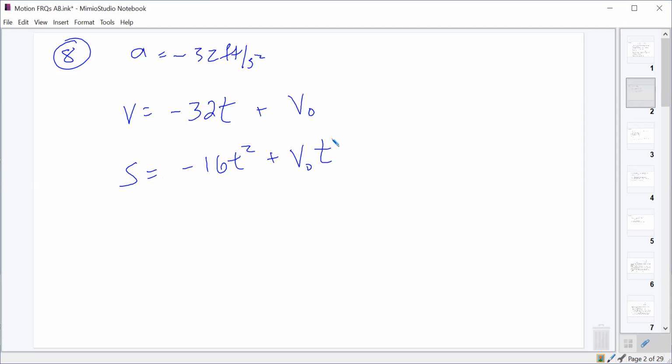And then, since we are throwing this from the ground, straight up, our initial position doesn't matter. We want to be 100 feet above where we were, so we just need to set that equal to 100 and figure out what our value is.